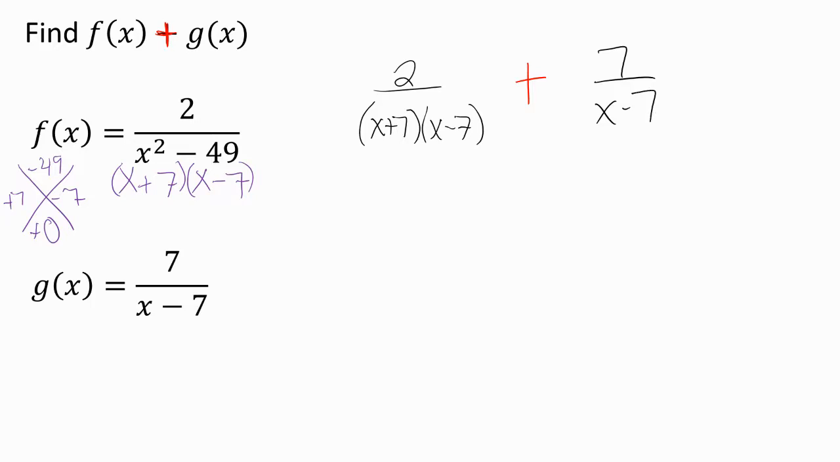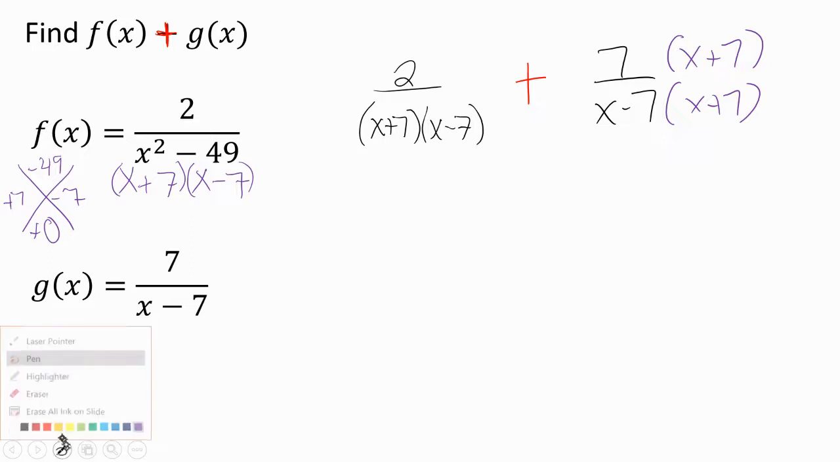All right, so we notice this denominator has an x plus 7 and an x minus 7. This one only has an x minus 7. So what do we need to multiply it by so we get the same thing in the bottom? So we get a common denominator. So hopefully you realize this side needs an x plus 7. And that way the bottoms will be exactly the same. It's okay if they're switched. It's still the same thing.